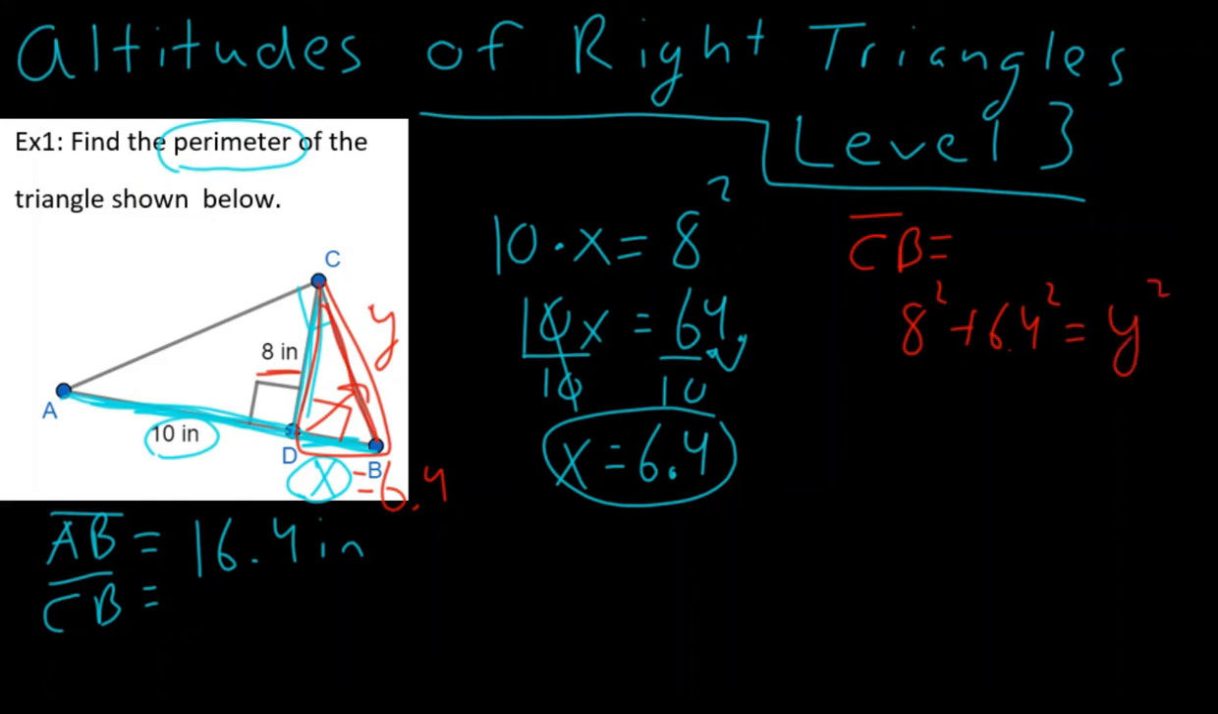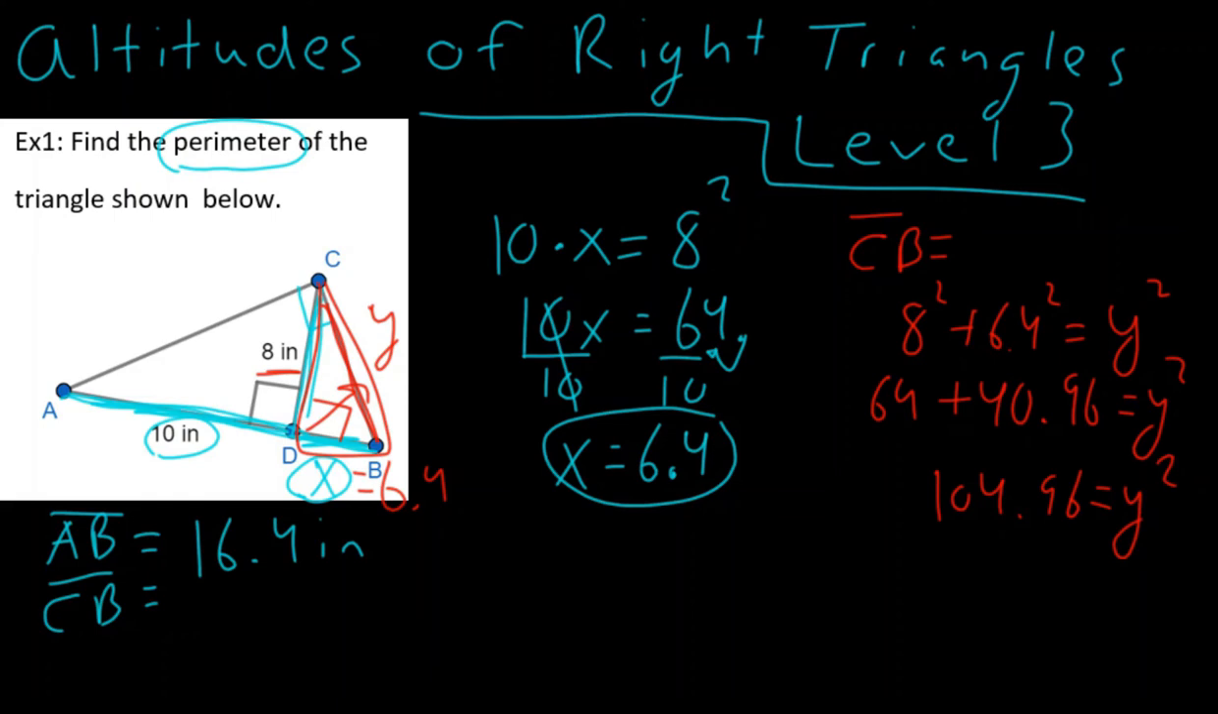Now, this first part's pretty simple. What is 8 squared? Well, we know 8 squared is going to be 64. Plus, however, this next part you will need your calculator, and what is 6.4 squared? Which is really saying 6.4 times 6.4, which would be 40.96. So 40.96 plus 64 will give us 104.96, which is equal to Y squared.